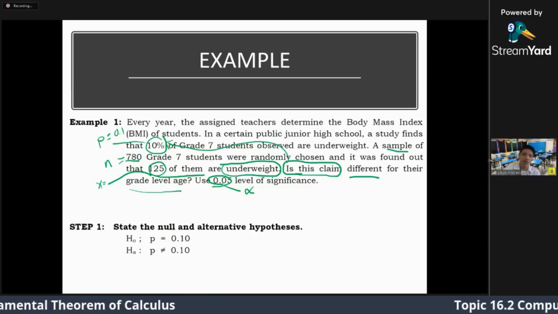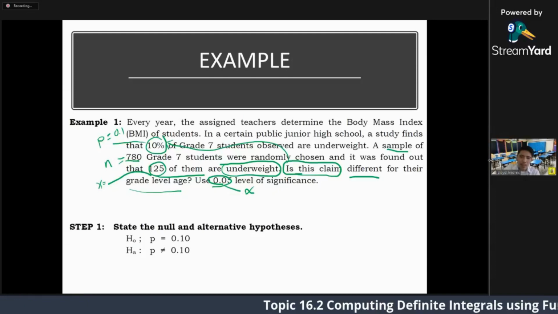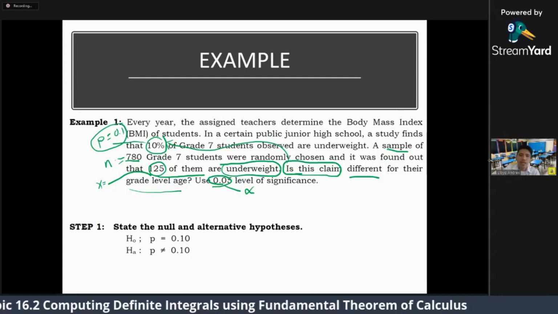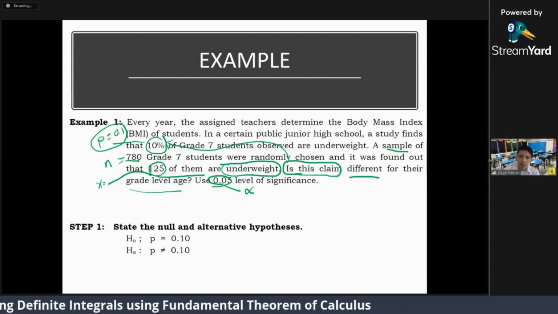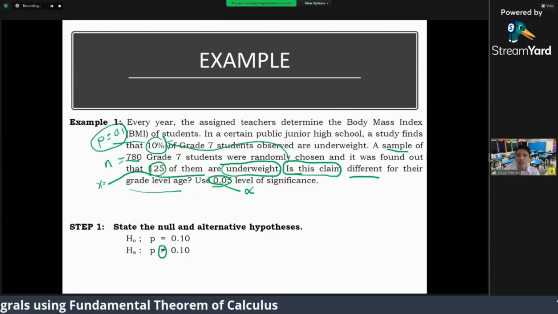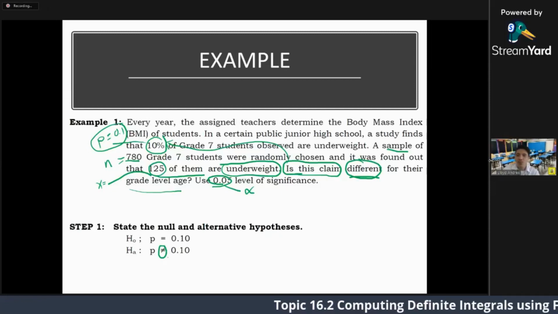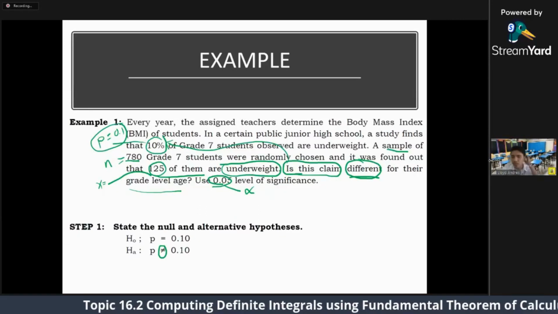So we can now state the null hypothesis. For the null hypothesis, p is equal to 0.1, which is given. Next, the alternative is p is not equal. Why not equal? Because of the keyword different. So p is not equal to 0.10. That is step 1.